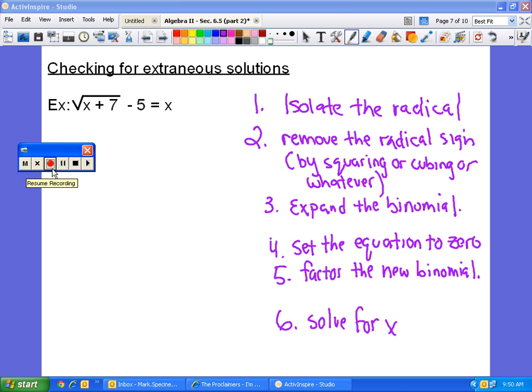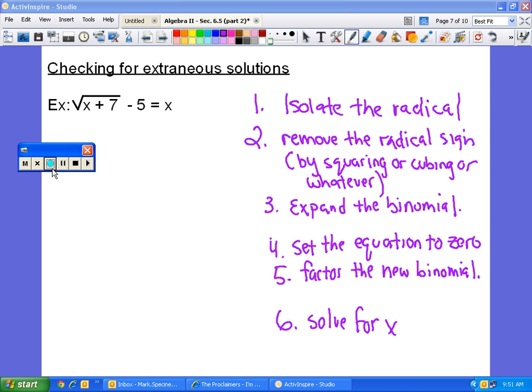Extraneous, as we just discussed, means unnecessary. So that's what's going to happen in these problems. We're going to solve these problems, which are very similar to the problems we did yesterday, perhaps a tad more complicated. The difference is, whereas yesterday we only had one answer, today we're going to have two answers.